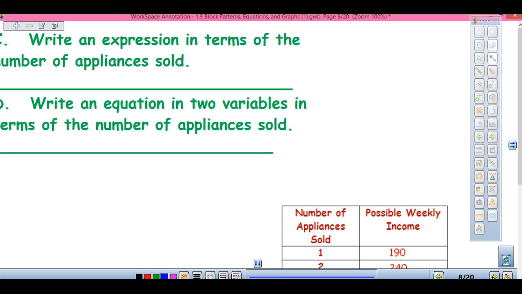Okay, so we already did this. Write an expression in terms of the number of appliances sold. So that's 140 plus 50x. We already did that. Then it says write an equation in two variables. That just means they want this to equal something. So we're going to put y equals 140 plus 50x. What they mean by two variables is you have an x and a y, so you've got two letters in your equation. Not so horrible.